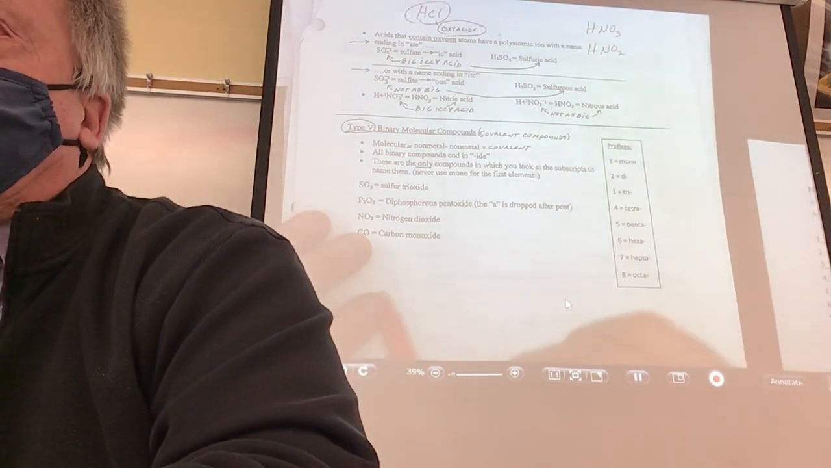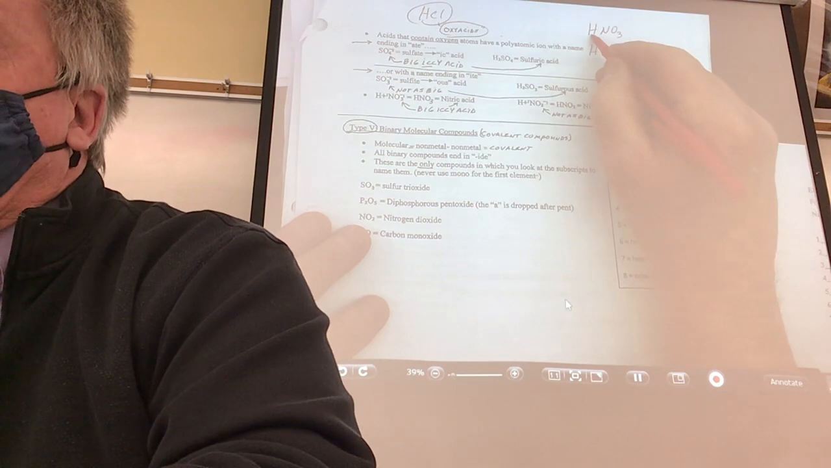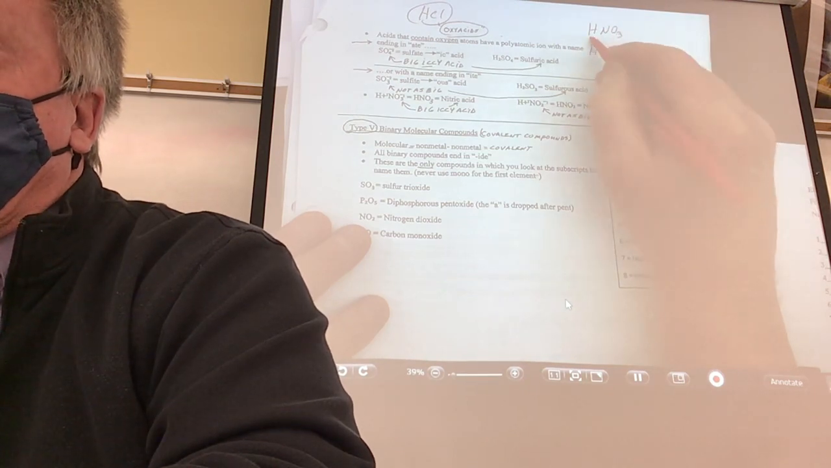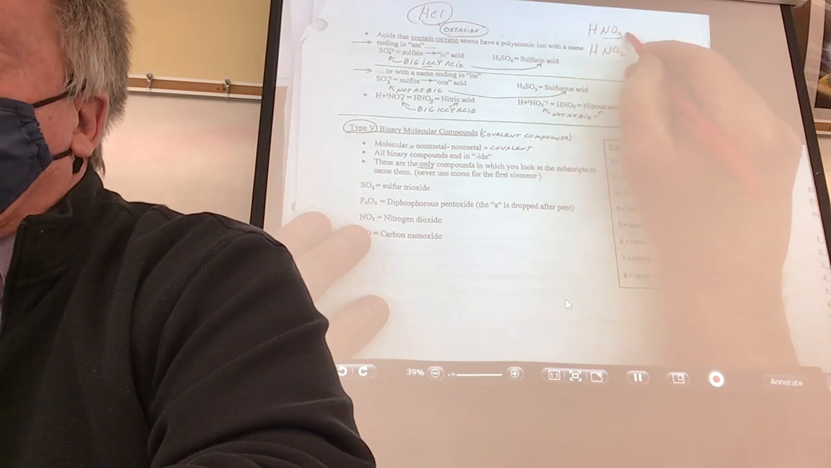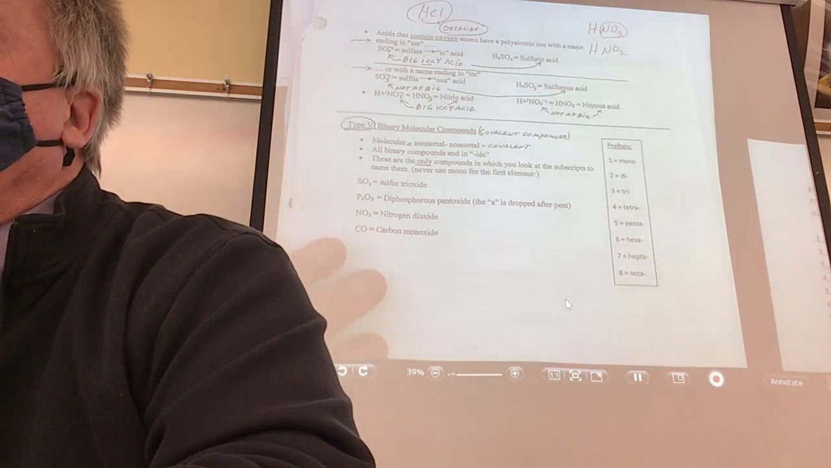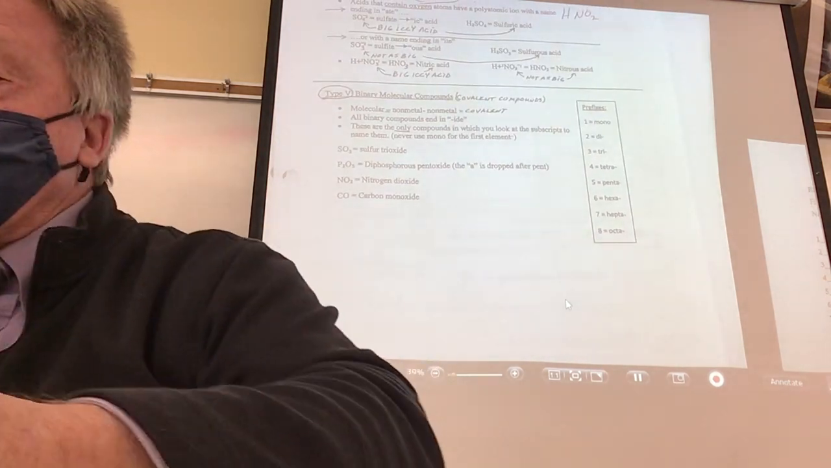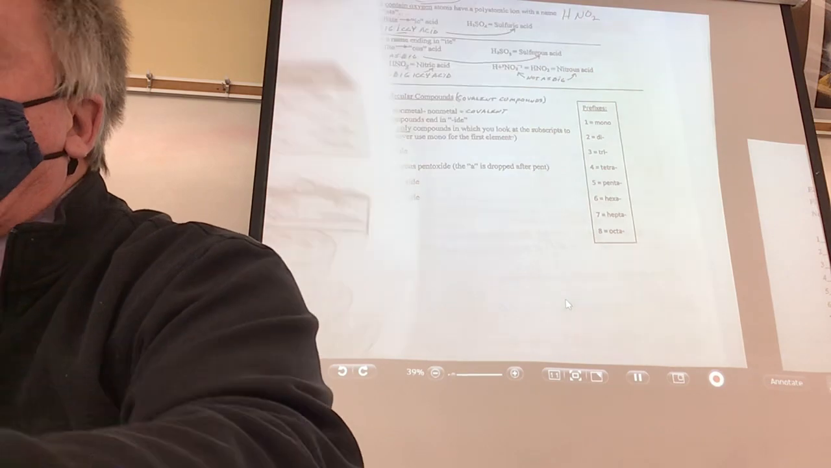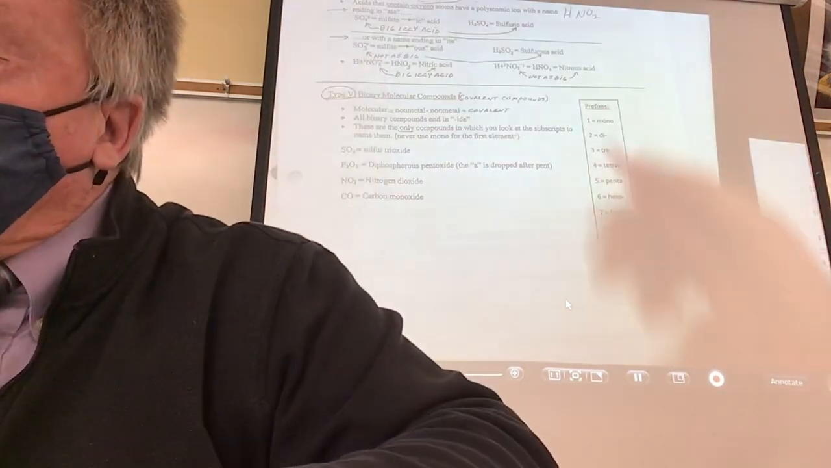Now we have to do something. Everybody with me? Do you notice that this one has oxygen in it and it's an acid? Do you recognize that? Now, here's what you do. All you need to know is the name of that polyatomic ion. Now, you don't have these memorized yet, so find your sheet. What's the name of NO3? Nitrate.